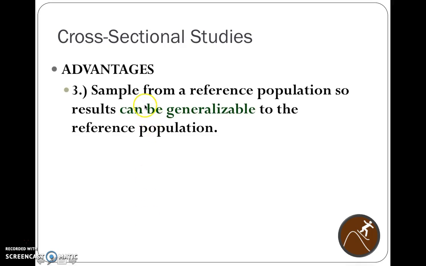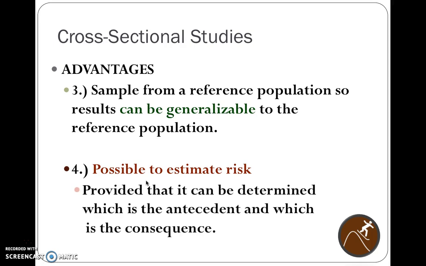If we do a good job sampling, our results can be generalizable to the reference population, the big population, and we may be able to even estimate the risk of a particular disease or outcome. Like if we asked about asthma, we may be able to estimate the prevalence odds ratio for asthma for a given subset of our population.